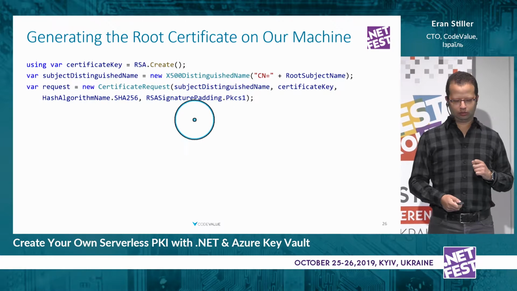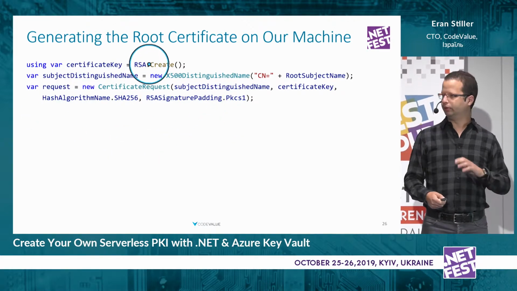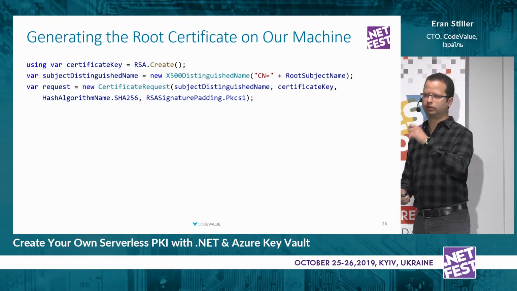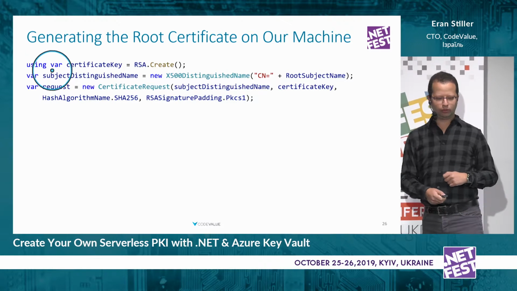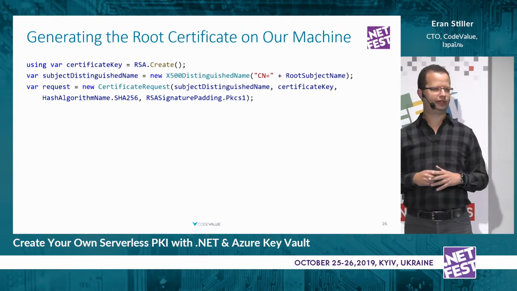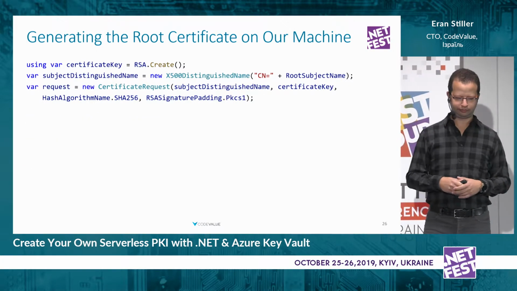So what we did for this scenario, and this is all pure .NET, is we have a classic .NET RSA under System.Security.Cryptography. We create a key, and you see I'm using the using keyword because we want to get rid of it as fast as we can. We don't want the private key in memory any more than we have to.